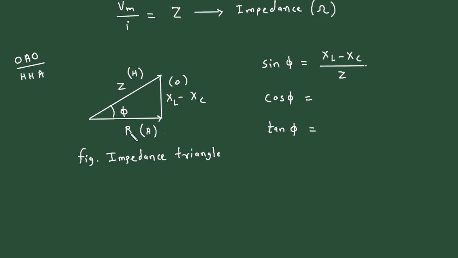For cos phi, it will be adjacent upon hypotenuse. So adjacent is R divided by hypotenuse, which is Z. Then for tan phi, it is opposite, XL minus XC, divided by adjacent, which is resistance R. So these are the three formulas we get from this impedance triangle.